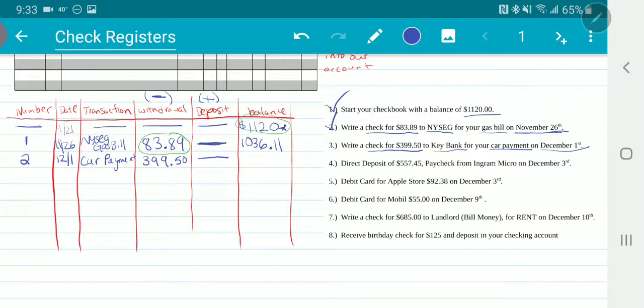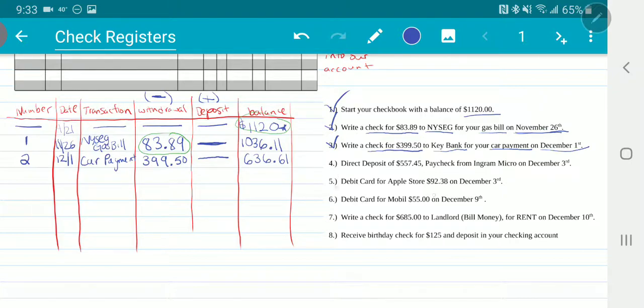Now again, the same process, except I'm not working with this 1,120 anymore. I don't have that much money in my account. I only have $1,036.11, so that's what I'd start with. $1,036.11 minus $399.50, and that's going to give me a new balance of $636.61. Okay? So we're all good with number 3. We took care of that. Up next, you see how each one of these steps has its own line in our check register.